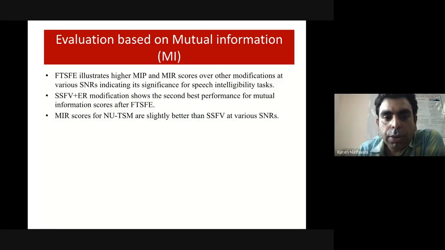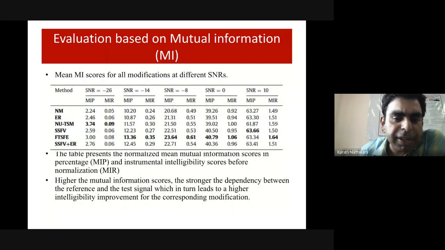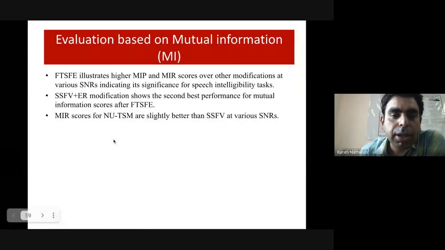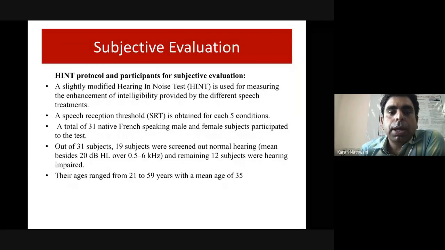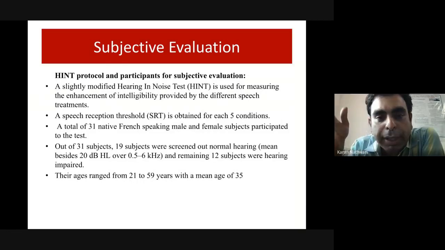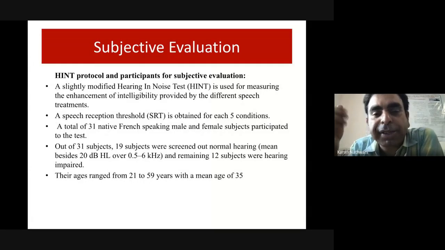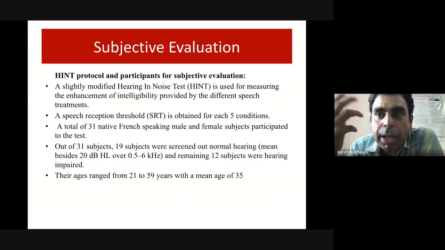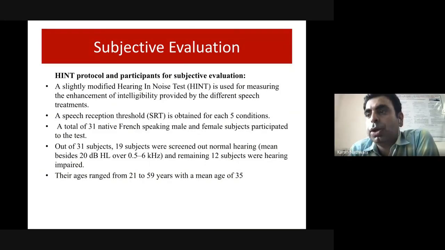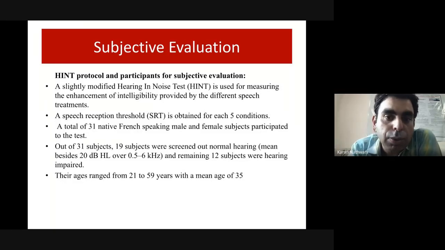Okay. So we saw that FTSFE has illustrated higher scores for both the methods, MIP and MIR, in comparison to other modifications. Now the third and last one is the subjective evaluation. It means that now I will be able to play the sounds to the participants, those who came for this evaluation, like the hearing impaired.